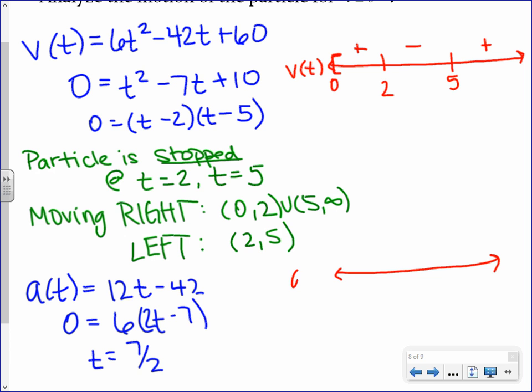So our acceleration number line, to the left of 7 halves, our acceleration is positive or negative? What happens when you plug in something to the left?